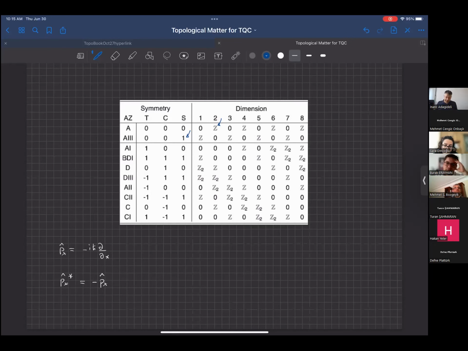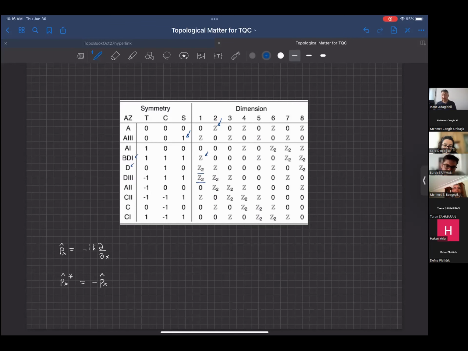Similarly, another example is D1 and D3. I will especially talk about this D and BD1. Remember, we talked about BD1 in the beginning. When we off-diagonalize everything, you can have an index, but you can actually have any number of zero modes on one sector. So that's why you get this index Z.